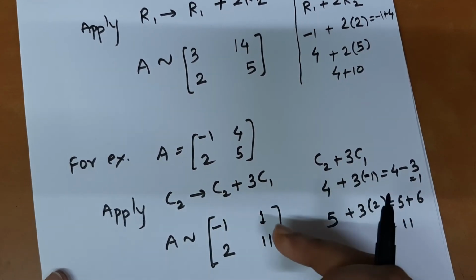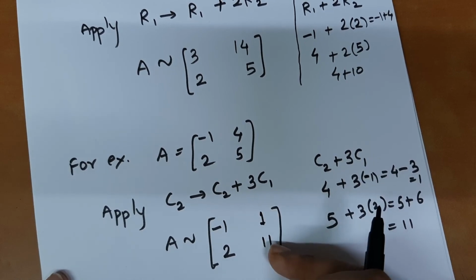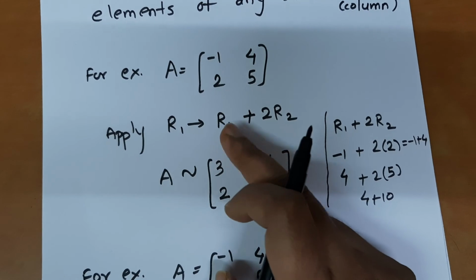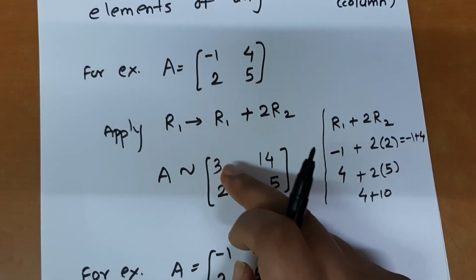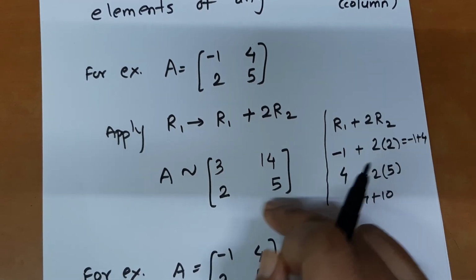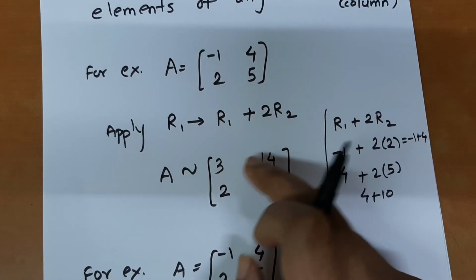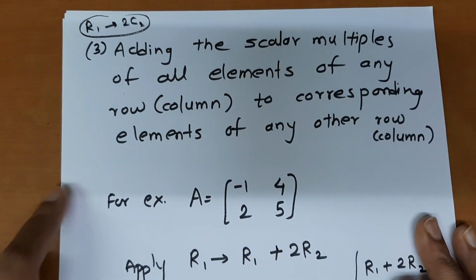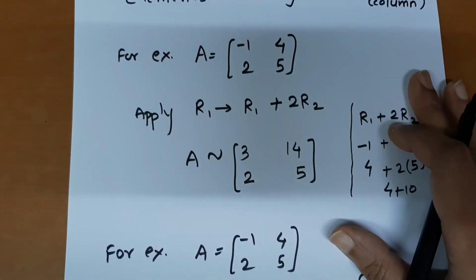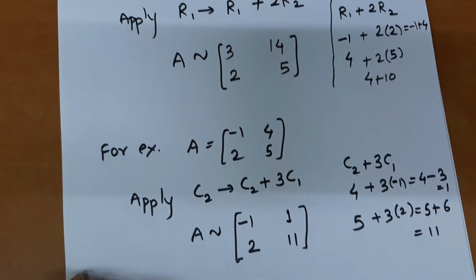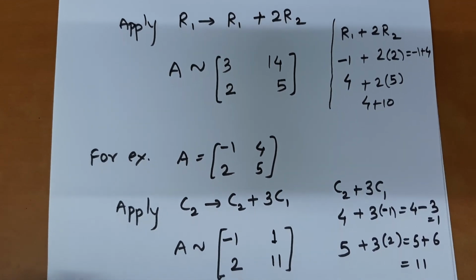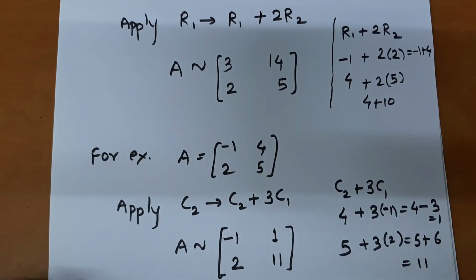That means the operation is now on the second column, and the first column will remain as it is. Here the operation was on the first row, so we have kept the second row as it is, and we have changed the R1 row. So here we have learned 3 types, and this is nothing but the elementary transformation, and in the next we are going to solve few more examples of the elementary transformation method.